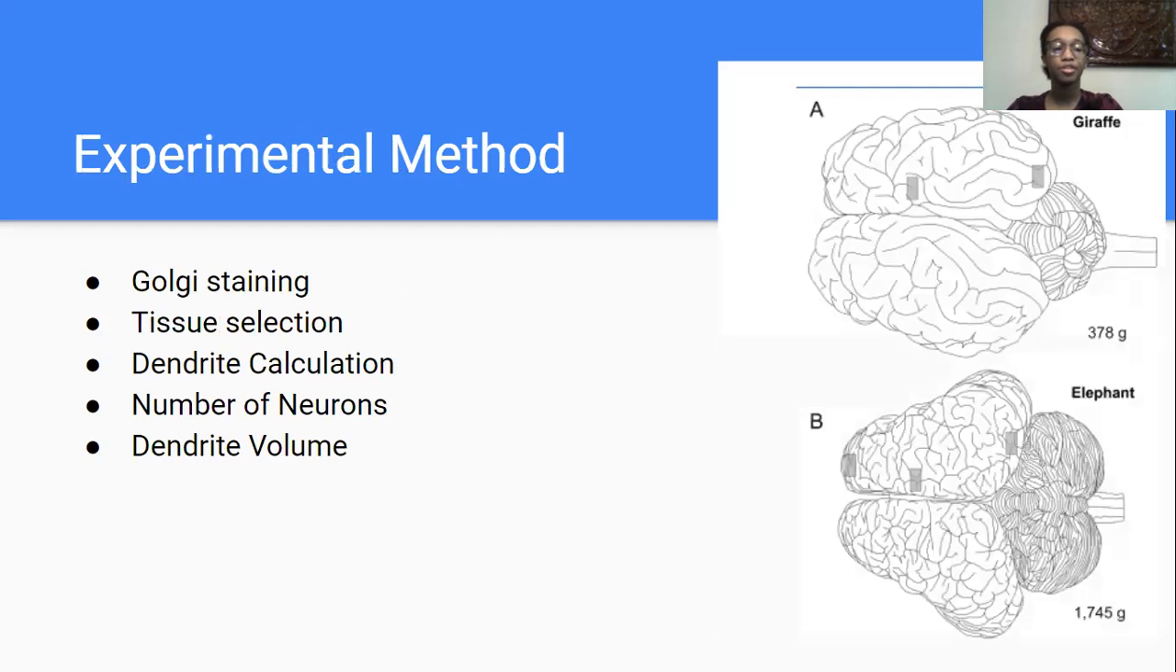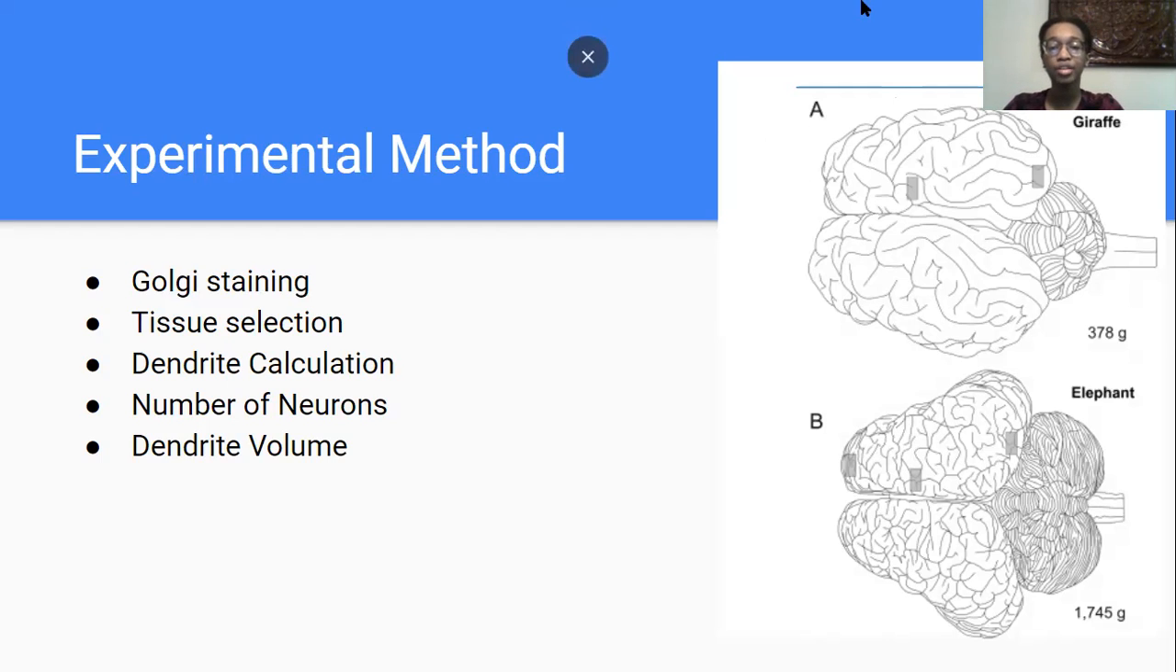Next is the experimental method. After these cortical samples were obtained from the newborn giraffe and newborn African elephant, which the experimenters got from a zoo, they were able to cut out areas of interest and stain it with a Golgi technique. The Golgi technique was used in order to prevent experimental bias. And in the giraffe and the elephant, 3 to 5 millimeters thick brain tissue was removed, primarily from the motor cortex and the visual cortices.